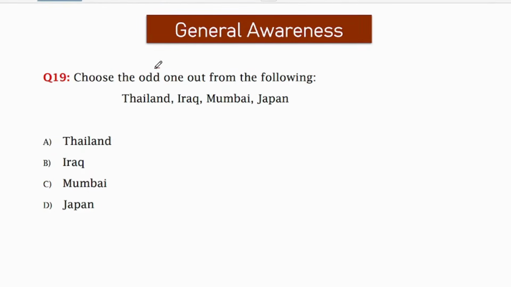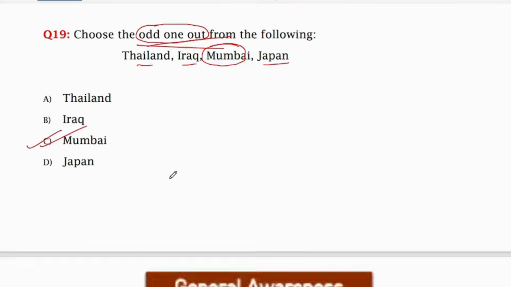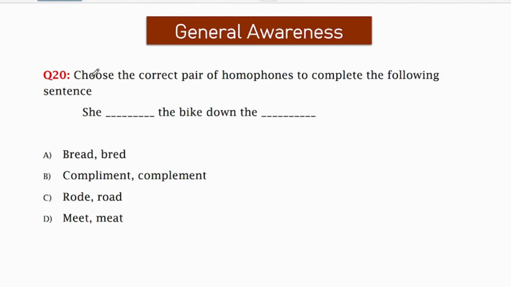Fine. So I'm sure you must have answered this correctly. You have to find out the odd one out. You see here Thailand, a country, Iraq, a country, Japan, a country, Mumbai, a city. So Mumbai is the odd one out, and that's the option that you have to take. Okay, moving on to the next question.